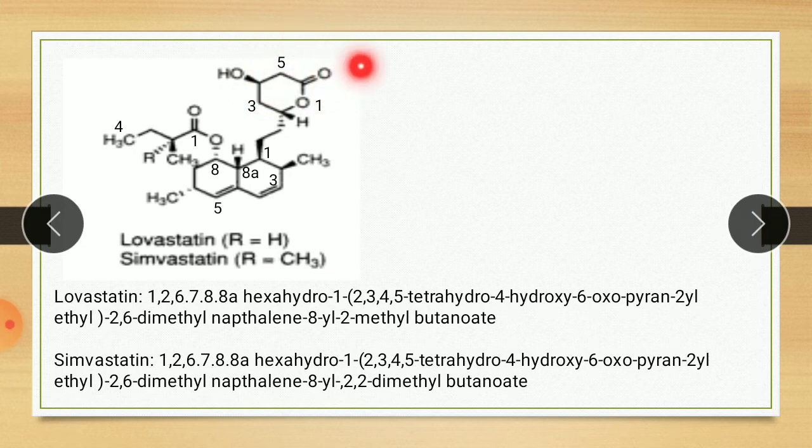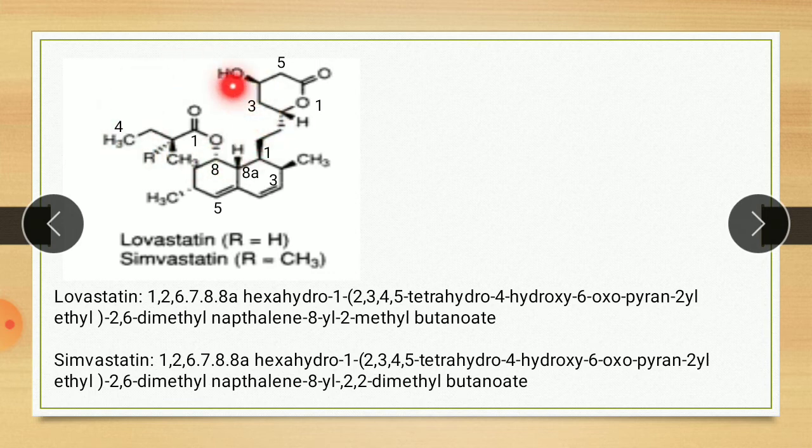6 oxo means this 6 oxo. This ring is a pyran ring. On second position attachment, 2-yl. Then this bridge is the ethyl bridge. Then 2,6 dimethyl, this one, so it is a naphthalene ring. 8-yl, on 8 position there is a side chain attached. Side chain is 2-methyl butanoate. Butanoate means butane with ketonic group and ester. It is an ester type.